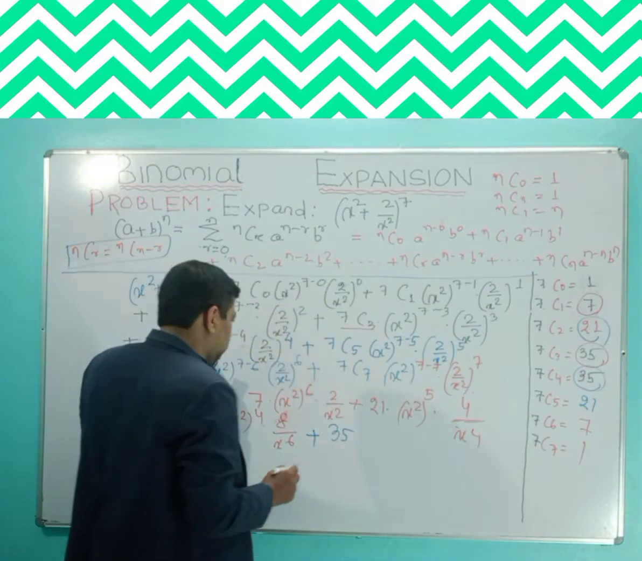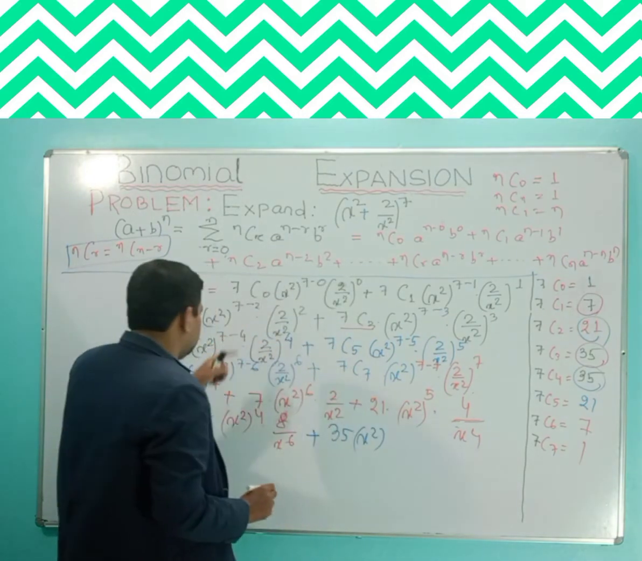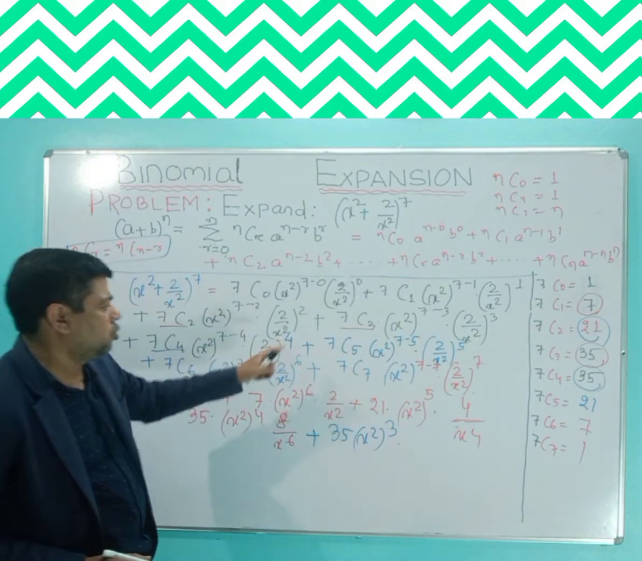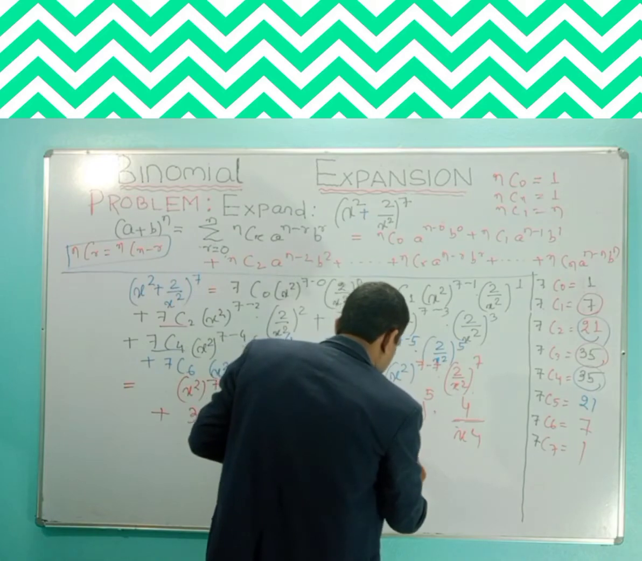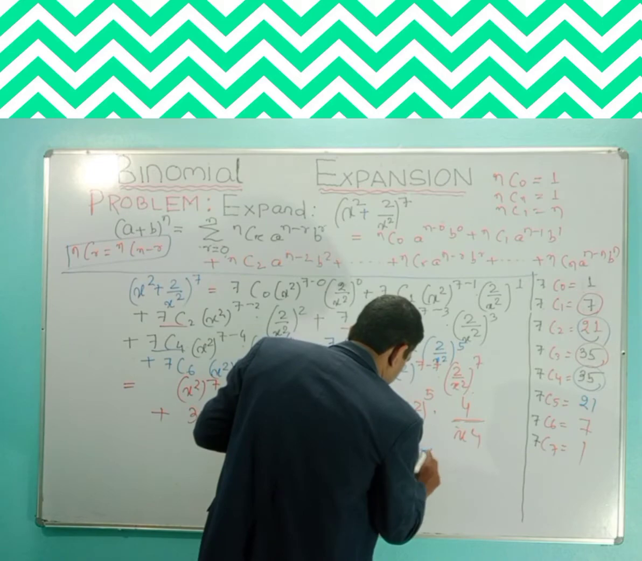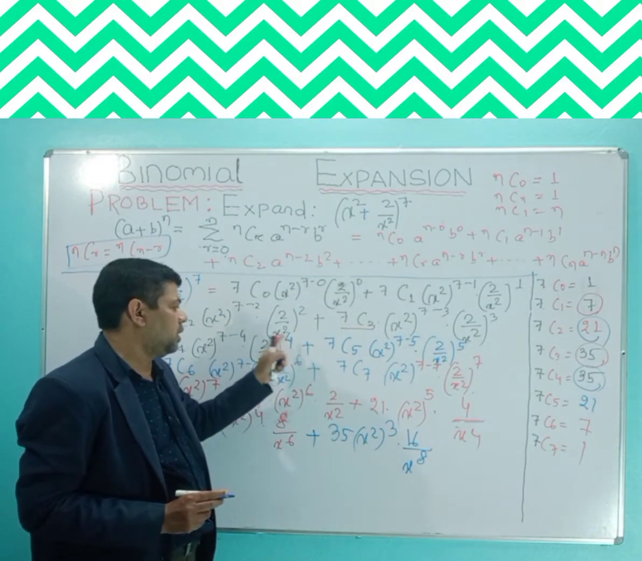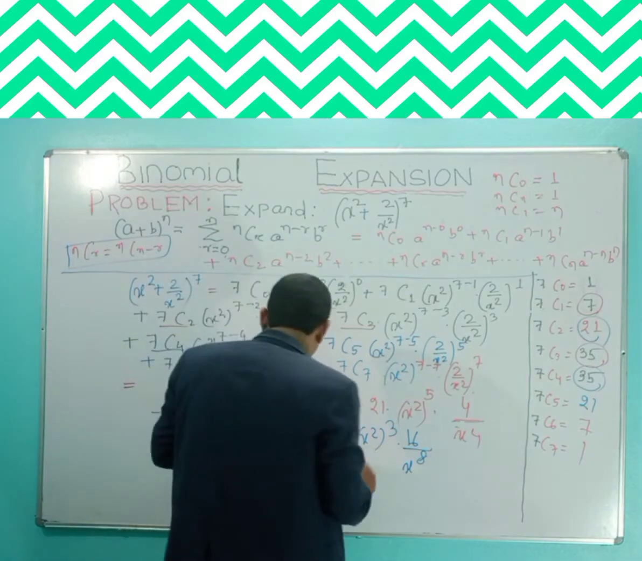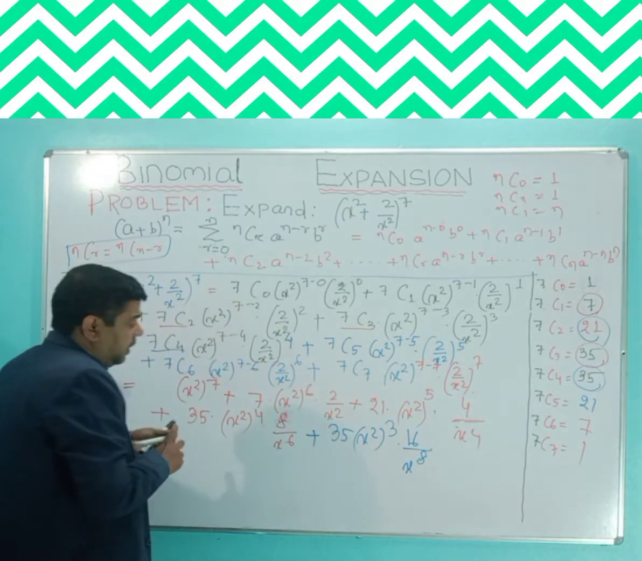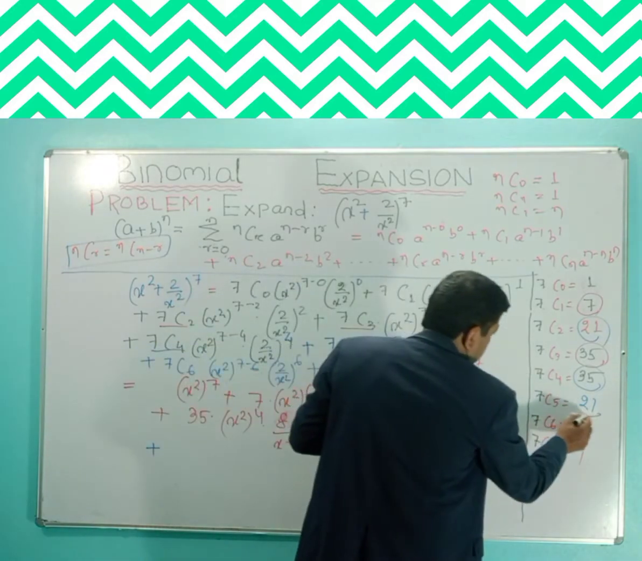Then x squared whole to the power 7 minus 4, which is 3, and here 2 upon x squared whole to the power 4, which is 2 to the power 4, which is 16, divided by x squared whole to the power 4. You can multiply power to power, 2 times 4 is 8, so x to the power 8. Then plus, the next point is 7c5. What is the value of 7c5? Yes, the value of 7c5 is also 21.